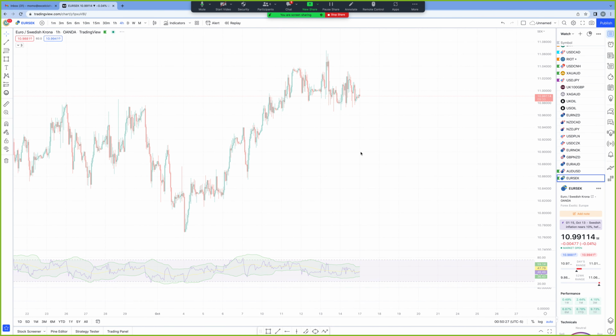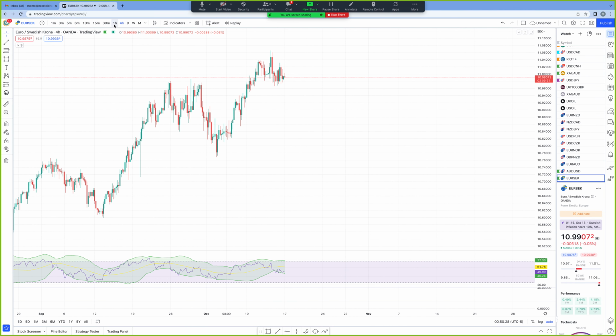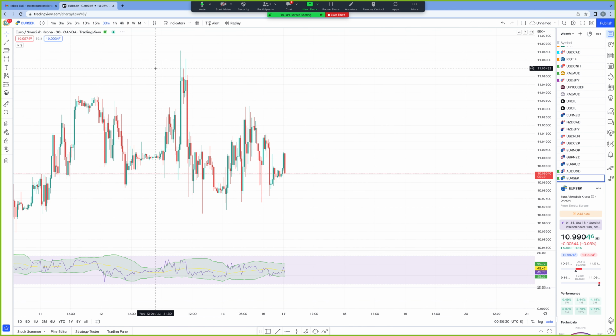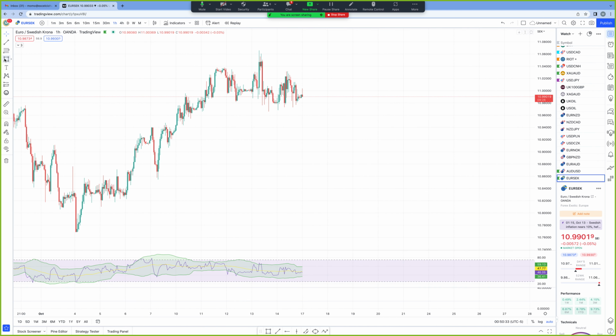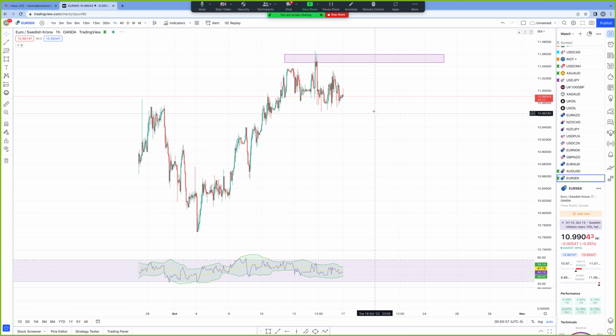Euro SEK, broke that H4 zone. H1, let's mark this up, wait for break and retest there.